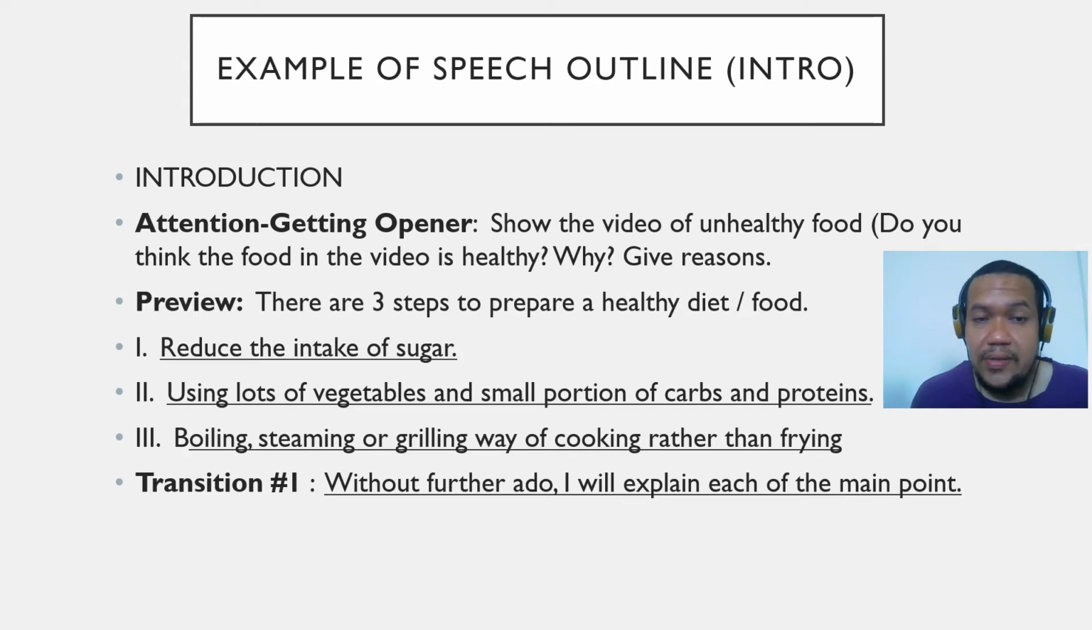All right, so first, reduce the intake of sugar. Second, use lots of vegetables and small portions of carbs and proteins. And third is boiling, steaming, or grilling rather than frying. You don't need to write a full sentence, just the point, just the idea in general. And then later you write the transitions.